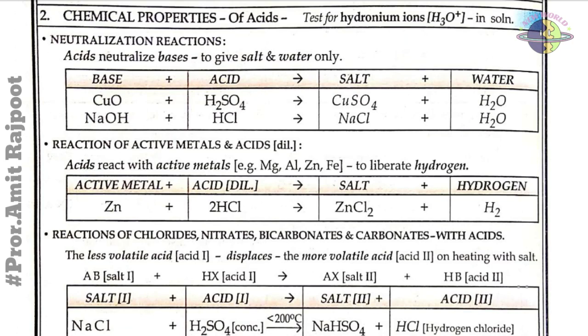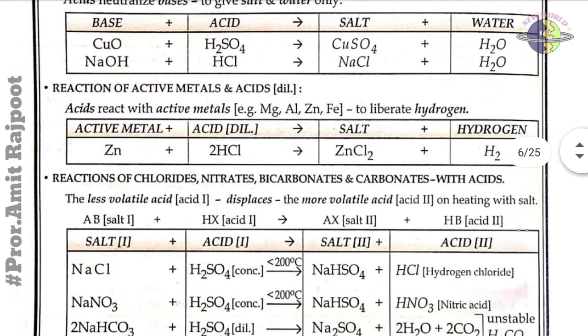Reaction of active metals and acids. Active metals such as Zn react with acid: Zn plus 2HCl, where HCl means acid, will give out ZnCl2 plus H2.